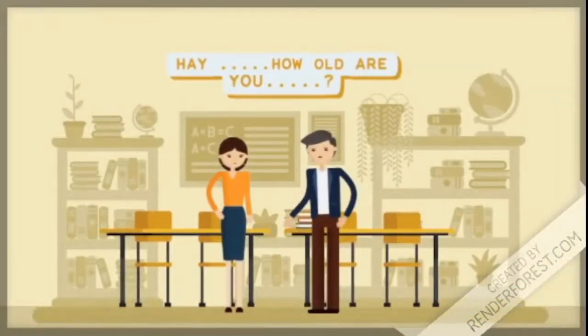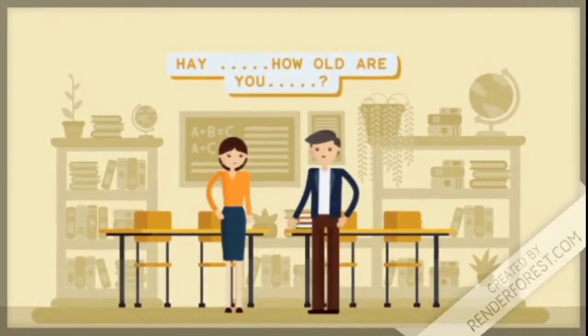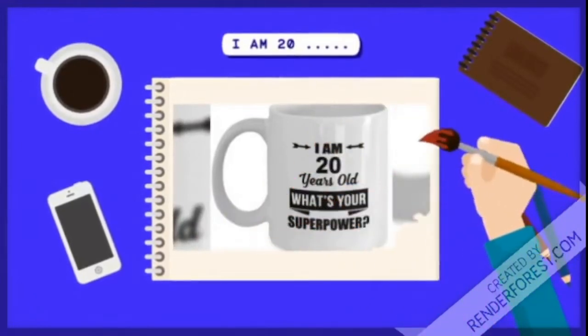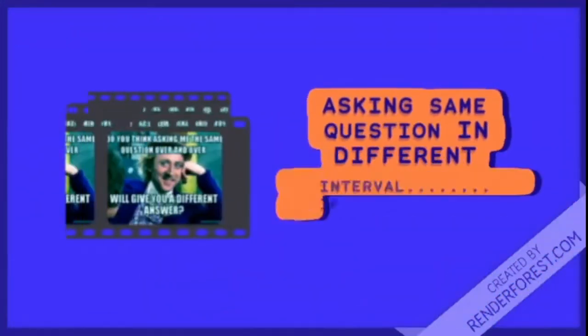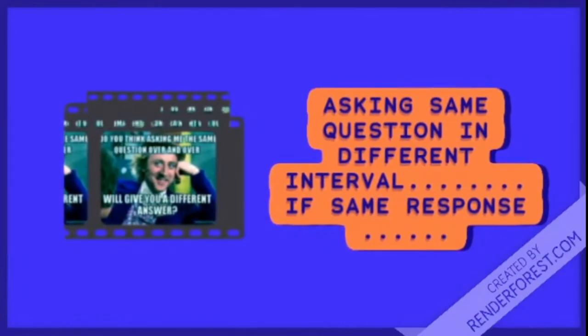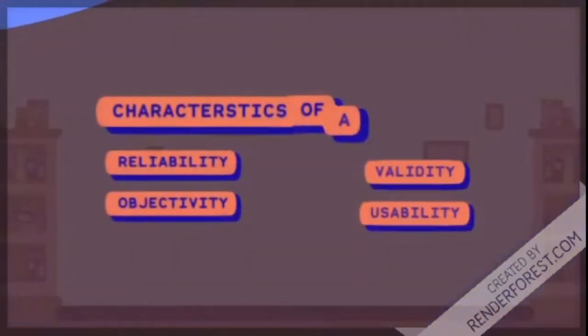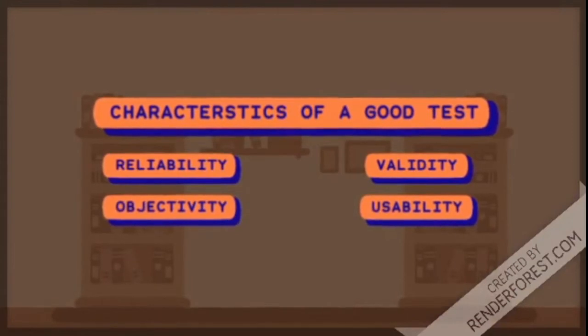For instance, one of your friends asks you, how old are you? As you can see in this image, one friend is asking another, how old are you? And she responds, I am 20 years old. If you ask the same question at different time intervals and you get the same response, then you can say your friend is reliable. The characteristics of a good test are reliability, validity, objectivity and usability.